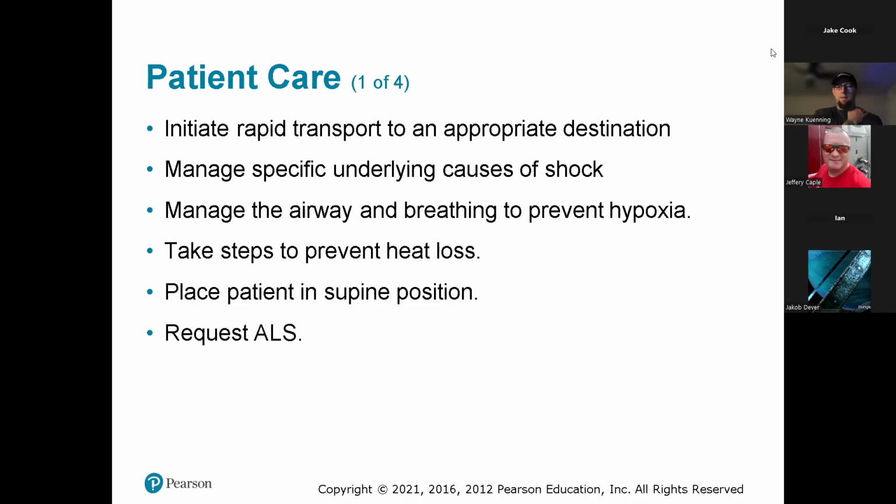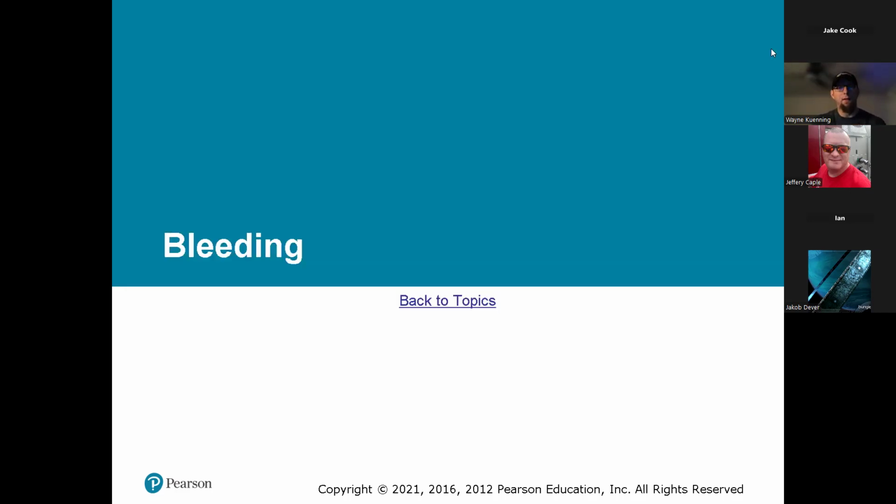Like I said, put them on a blanket, turn up your heater, put them under a blanket, turn up your heater. If you put the patient in a supine position, you can elevate their legs. It's kind of a 50-50. People still teach that, people still don't. I don't know if it's still a test question or not. The Trendelenburg position is, my understanding, controversial. And then request ALS intercept if necessary.